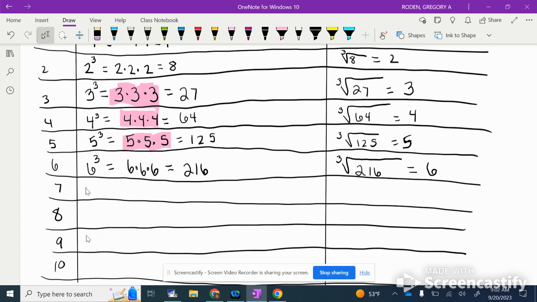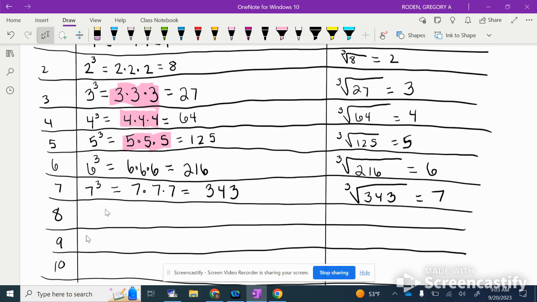7's next. 7 cubed is equal to 7 times 7 times 7. 7 times 7 times 7 is equal to what, Mrs. Galler? 343. So the cube root of 343 is equal to 7.